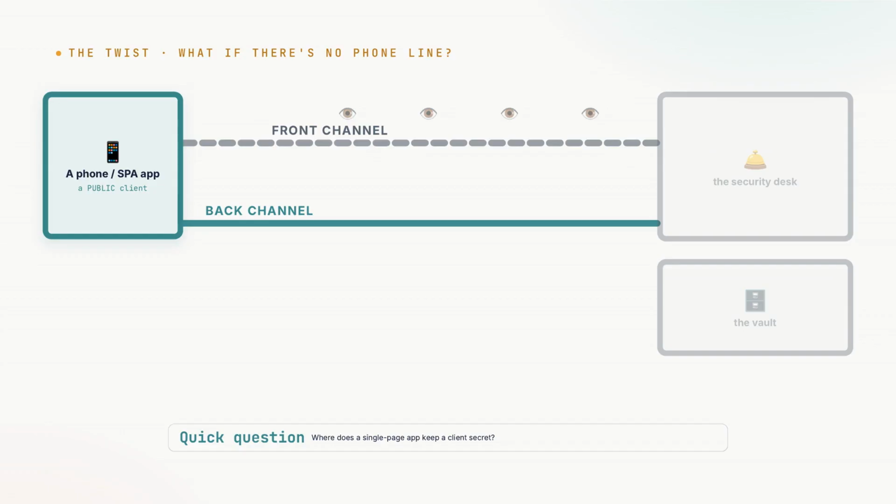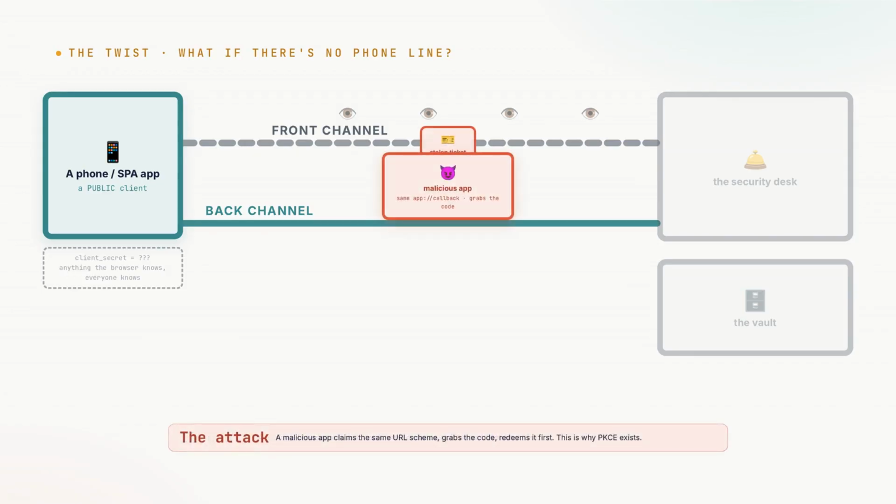Except, quick question, where does a single-page app keep a client secret? It doesn't, it can't. Anything a browser app knows, every user of it knows. Same for a mobile app, unzip the binary, there's your secret. These are public clients, and they have no phone line, which means for years on mobile, the ticket alone was enough. A malicious app claims the same URL scheme, grabs the code out of the redirect, and redeems it first. This wasn't theoretical. It's why PKCE exists.